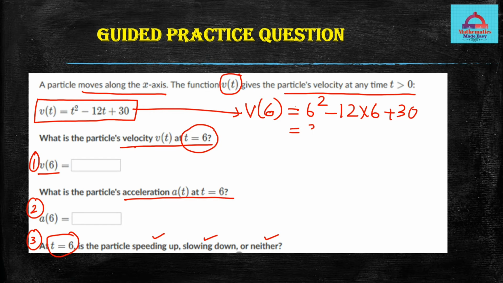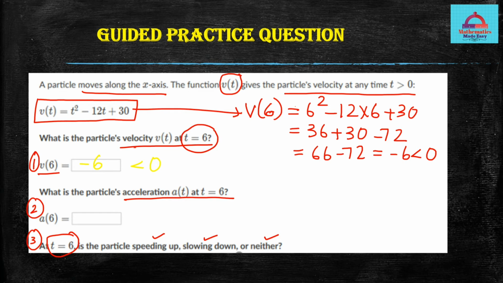So this is going to be 36 plus 30 minus 72. So if you look at this value, this is coming out to be negative 66 minus 72, that is negative 6. So we can plug in the answer here for the first part, negative 6, which is less than 0. That means at the point t equal to 6, because the velocity is negative, definitely the particle is slowing down. That is what we can look at the first part.